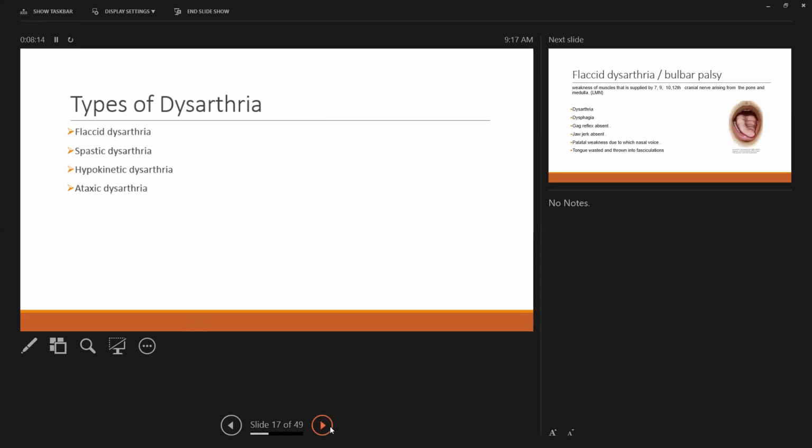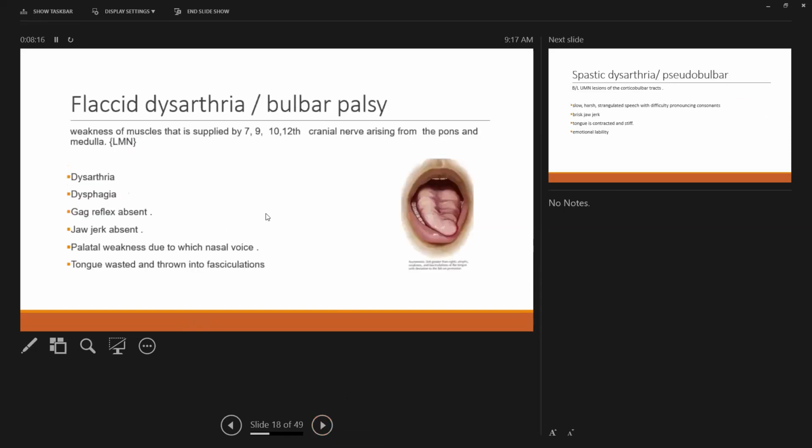Flaccid dysarthria is a lower motor neuron lesion in which there is weakness of muscles supplied by the 7th, 9th, 10th, and 12th nerves. So apart from dysarthria, we will also get dysphagia, absence of gag reflex, absence of jaw reflex, and palatal weakness due to which there will be nasal voice, and the tongue is wasted and prone to fasciculations.